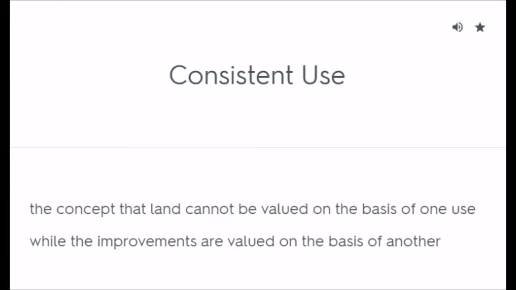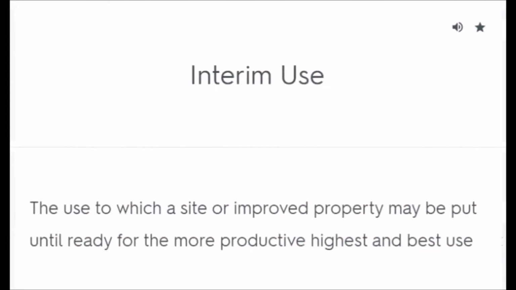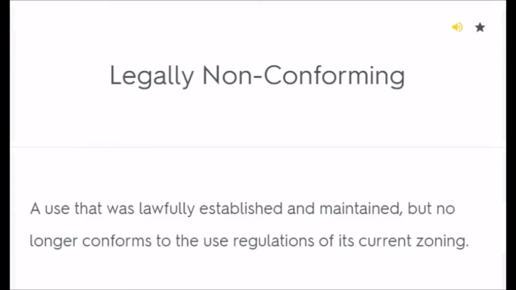Consistent use: the concept that land cannot be valued on the basis of one use while the improvements are valued on the basis of another. Interim use: the use to which a site or improved property may be put until ready for the more productive highest and best use. Legally non-conforming: a use that was lawfully established and maintained but no longer conforms to the use regulations of its current zoning.